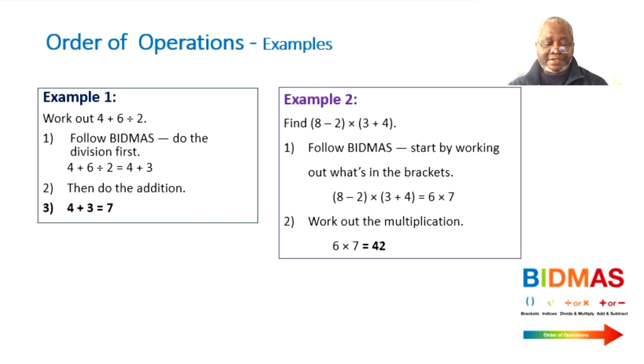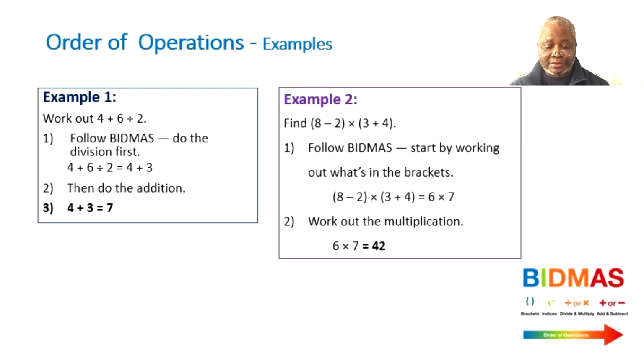Example 2. Find 8 minus 2 times 3 plus 4. Follow BIDMAS. Clear your brackets. So that would be, first of all, 8 minus 2 times 3 plus 4, or 6 times 7.